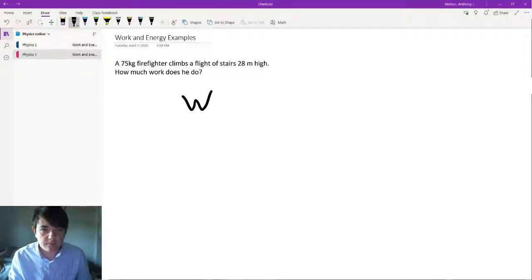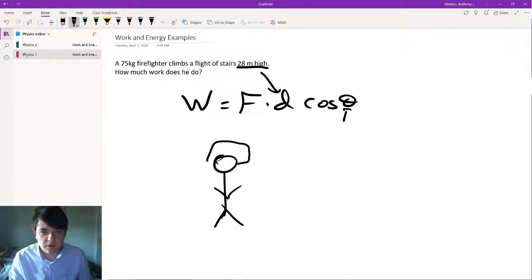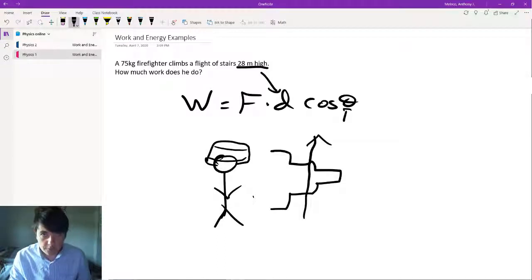Work equals force times distance times cosine of theta, where theta is the angle between them. He's going to go 28 meters high. That will be our distance, so that's not an issue. But now we need to figure out the force, and then the angle between them. It doesn't really tell us anything about this guy's climb, but we have a firefighter here, and he's got his helmet. Oh, this is a really bad helmet. He's climbing some flight of stairs. We don't know how the stairs look, but in general, he's going to be going upward.